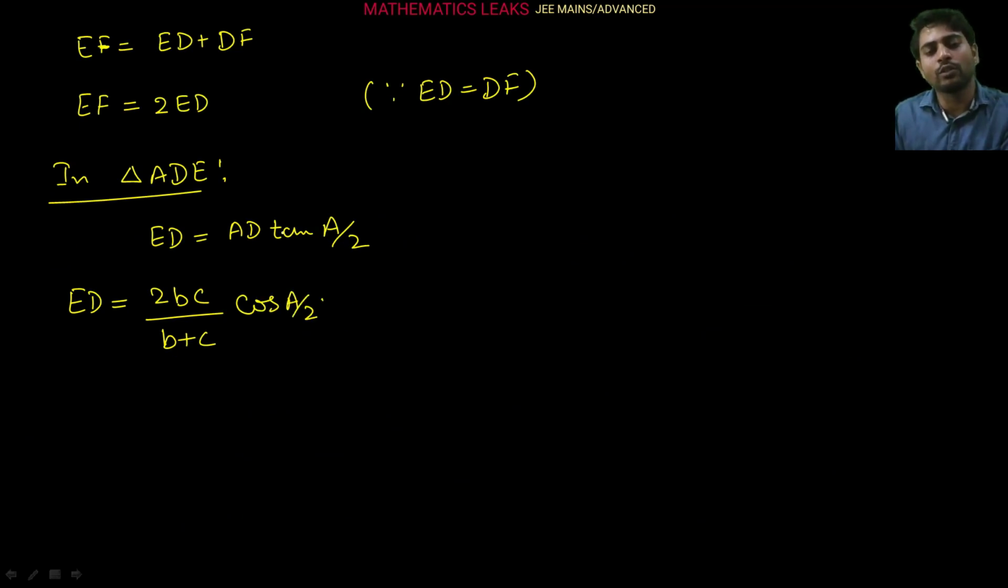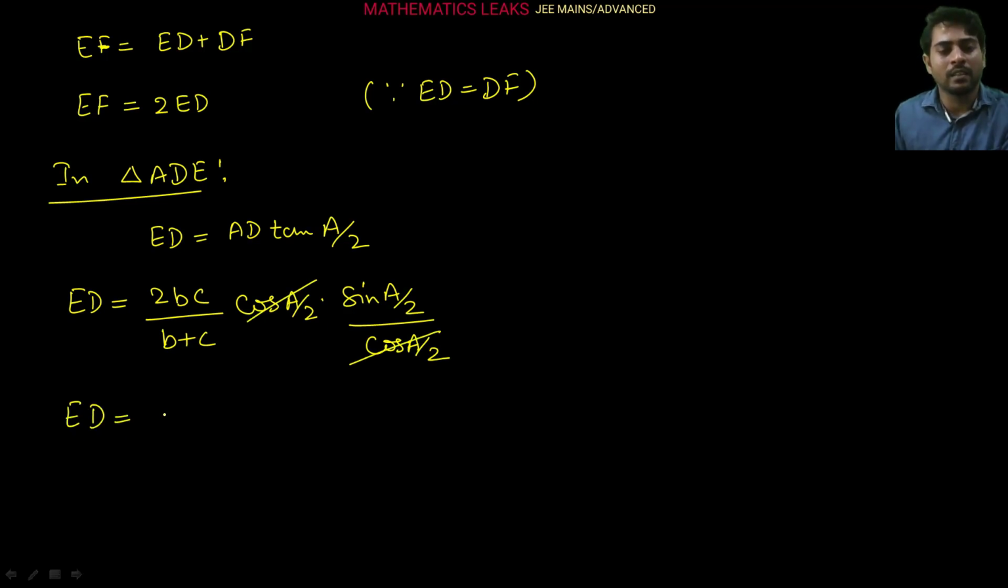Tangent of A by 2 you can write in simplified form as sin A by 2 upon cos A by 2, right? So here cos A by 2 gets cancelled. So ED we are getting as 2 times BC upon B plus C into sin of A by 2. So now this is the ED value.